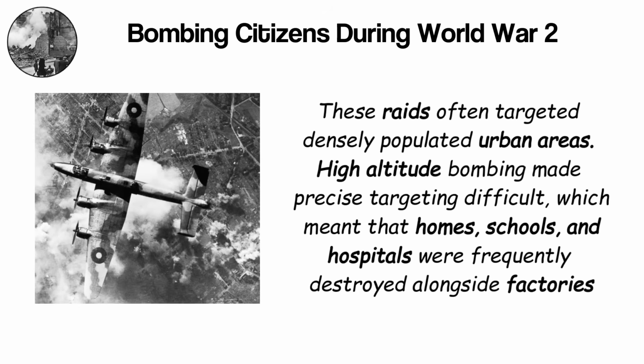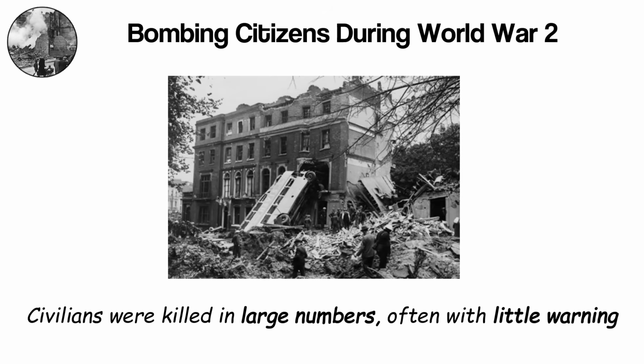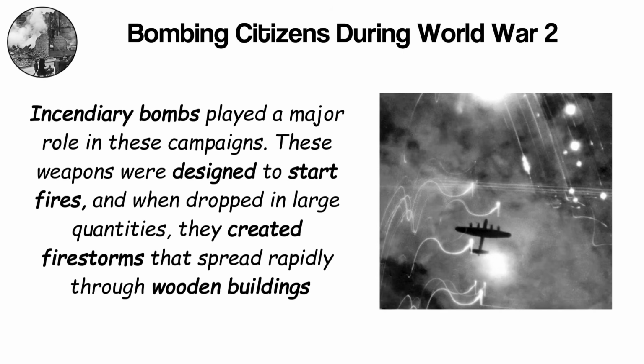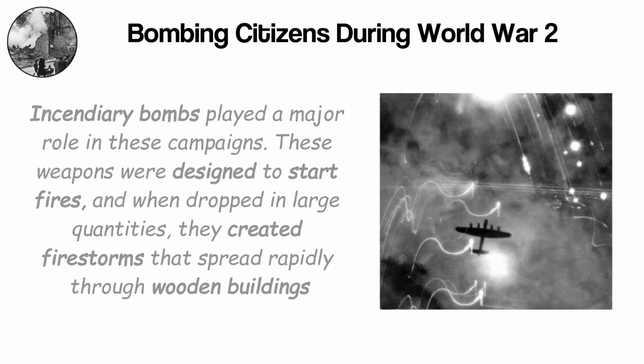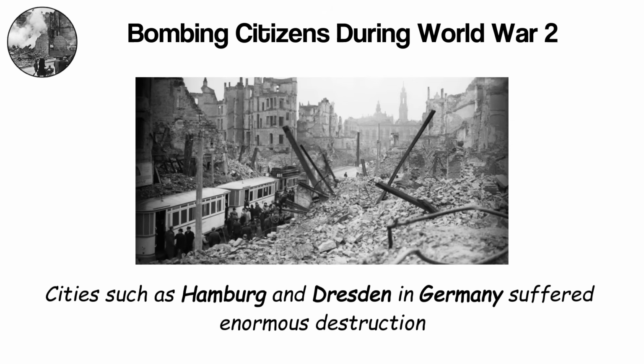High-altitude bombing made precise targeting difficult, which meant that homes, schools, and hospitals were frequently destroyed alongside factories. Civilians were killed in large numbers, often with little warning. Incendiary bombs played a major role in these campaigns. These weapons were designed to start fires, and when dropped in large quantities, they created firestorms that spread rapidly through wooden buildings. Cities such as Hamburg and Dresden in Germany suffered enormous destruction.